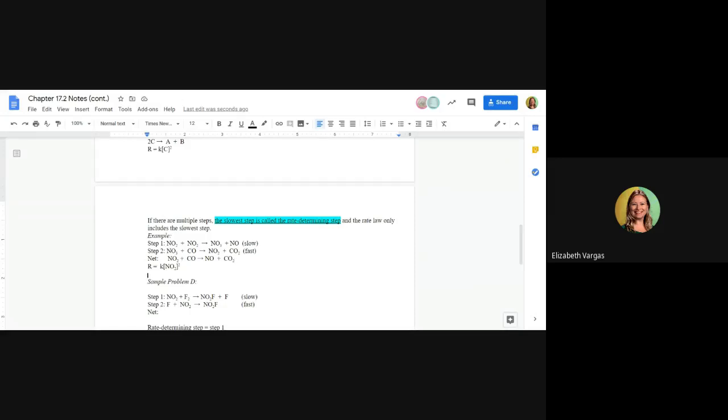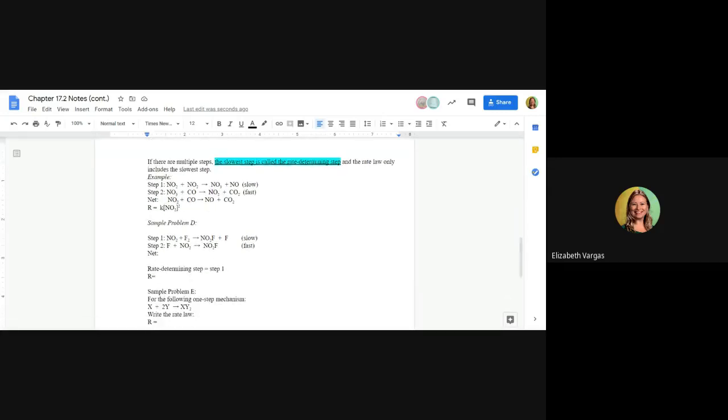So CO, even though it's in the net, the rate doesn't depend on the concentration of carbon monoxide at all because it's not in the slow step, it's in the second step that happens really fast. So if I tripled how much CO was in there, it doesn't affect the slow step, so it's not going to affect the rate of the reaction. Only the slow step affects the rate.